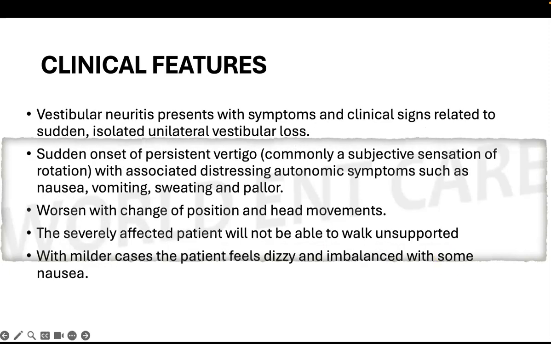Then comes the clinical features. So coming to the clinical features, vestibular neuritis presents with symptoms and clinical signs related to sudden isolated unilateral vestibular loss. Then symptoms typically consist of sudden onset of persistent vertigo, that is commonly a subjective sensation of rotation with associated distressing autonomic symptoms such as nausea, vomiting, sweating and pallor. Symptoms will worsen with change in position and head movements.